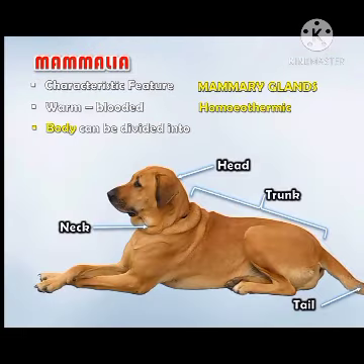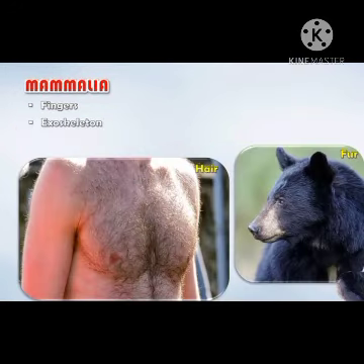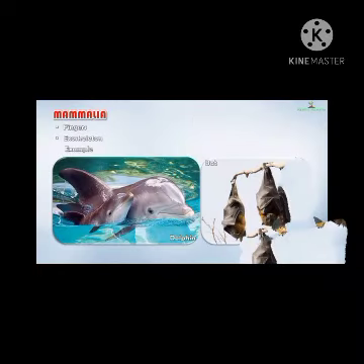Body is divided into 4 basic parts: head, neck, trunk, tail. But humans don't have a tail, they have a tailbone. Tailbone indicates that humans' ancestors had a tail. Digits, that is fingers, are provided with nails in humans. Some animals have claws, some have hooves. Animals like cow, horse, etc. have hooves. Exoskeleton is in the form of hair or fur. Example: humans, kangaroo, dolphin, bat.